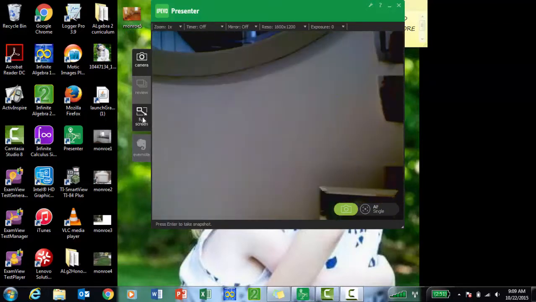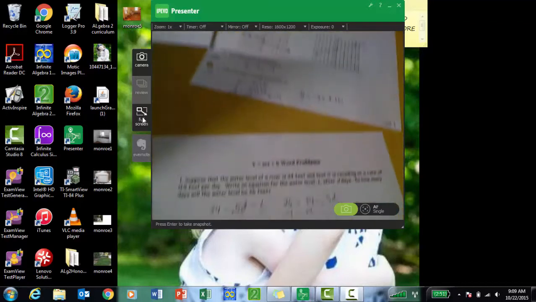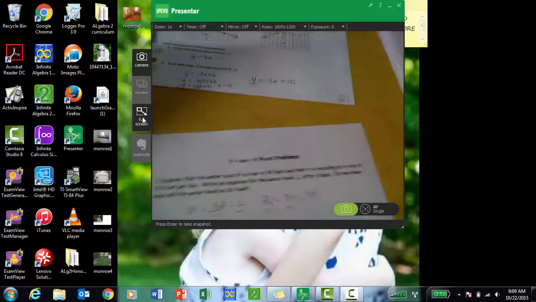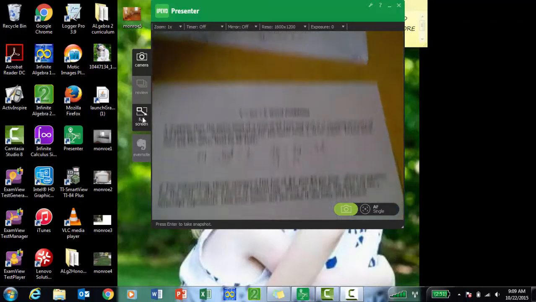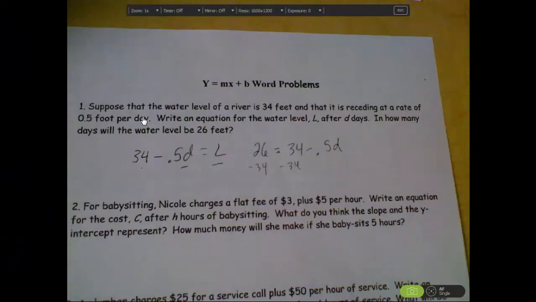Okay, it's really important for you to understand that when we see something that says y equals mx plus b word problems, we're going to be writing equations in the form y equals mx plus b pertaining to real life. So in this particular problem, we're talking about a water level of a river that is 34 feet and it's going down, that's what receding means, by a rate of half a foot per day.